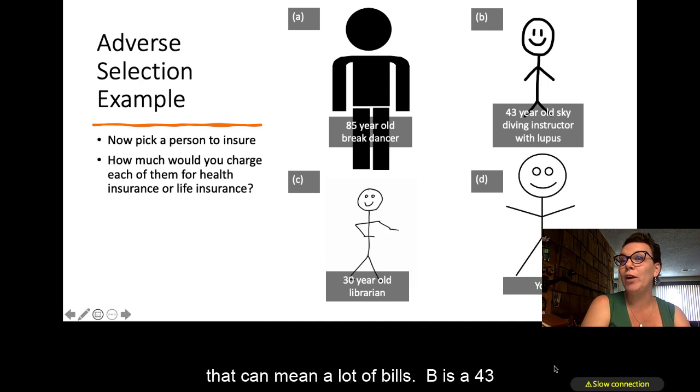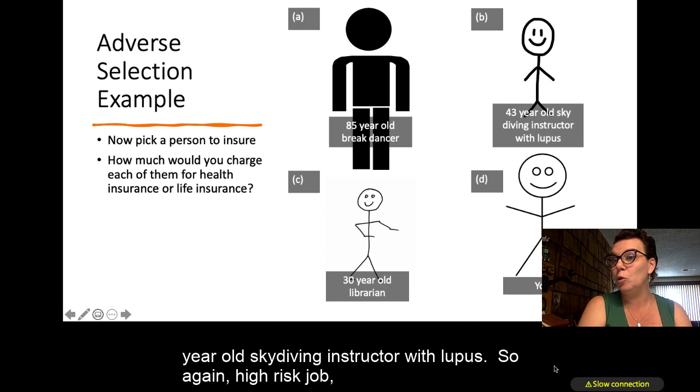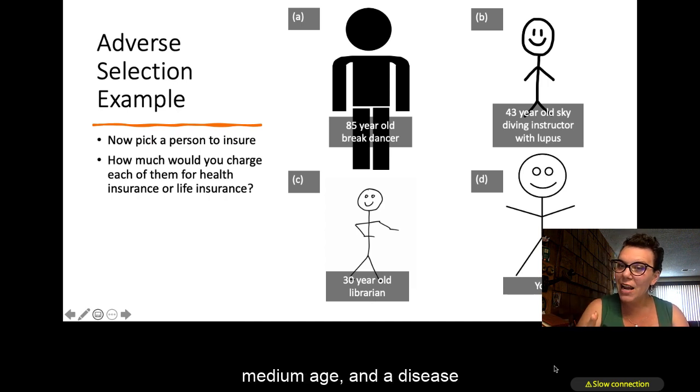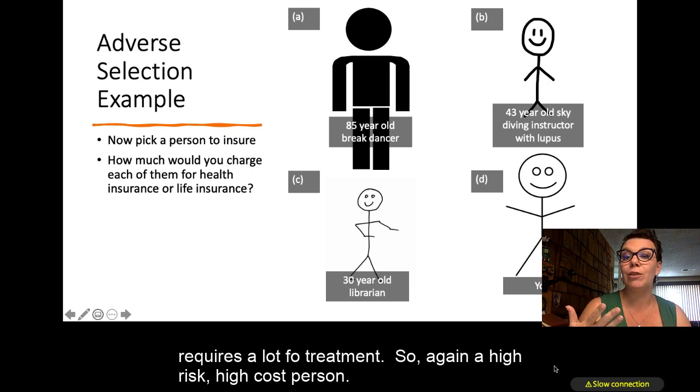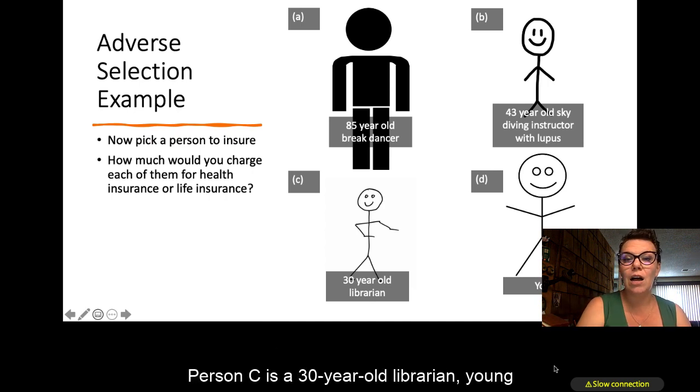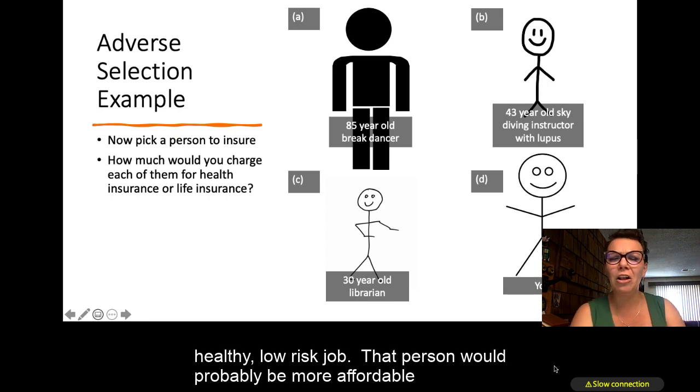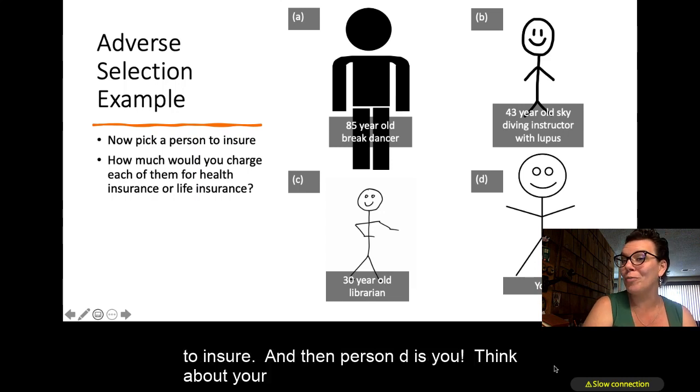B is a 43-year-old skydiving instructor with lupus. So again, high risk job, medium age, and a disease, right? Lupus is one of those illnesses that stays with somebody for a long time, requires a lot of treatment. So again, a high risk, high cost person. Person C is a 30-year-old librarian, young, healthy, low-risk job. That person would probably be more affordable to insure. And then person D is you.